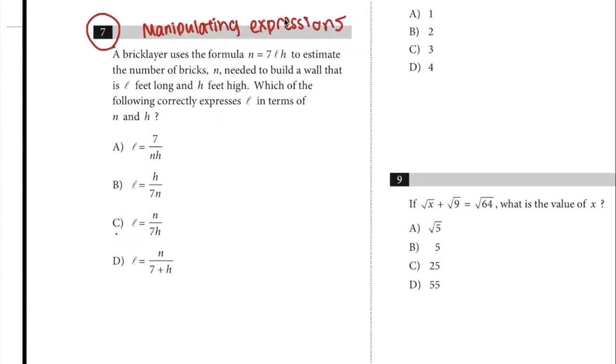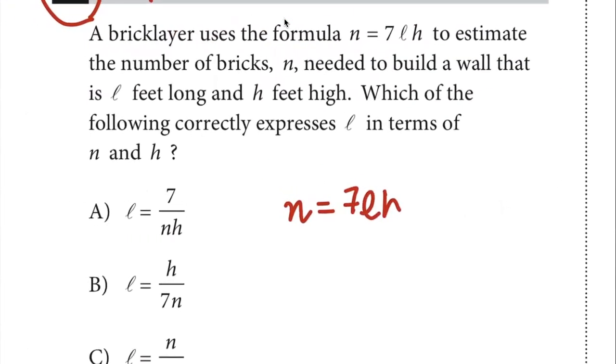A bricklayer uses the formula N equals 7LH to estimate the number of bricks N needed to build a wall that is L feet long and H feet high. Which of the following correctly expresses L in terms of N and H? So the very key part in this question is this part. And to be very honest with you, the other information is really unnecessary.